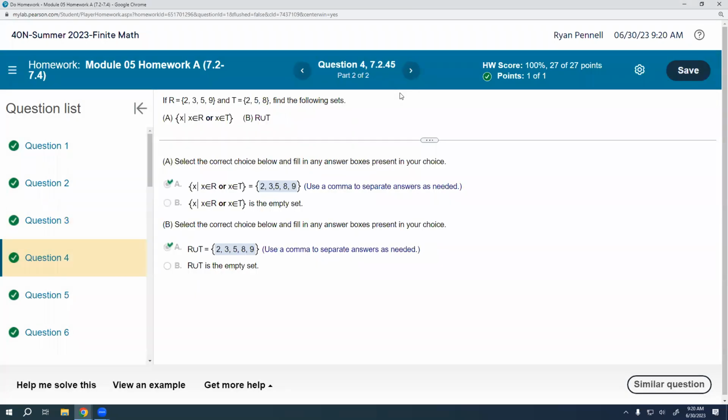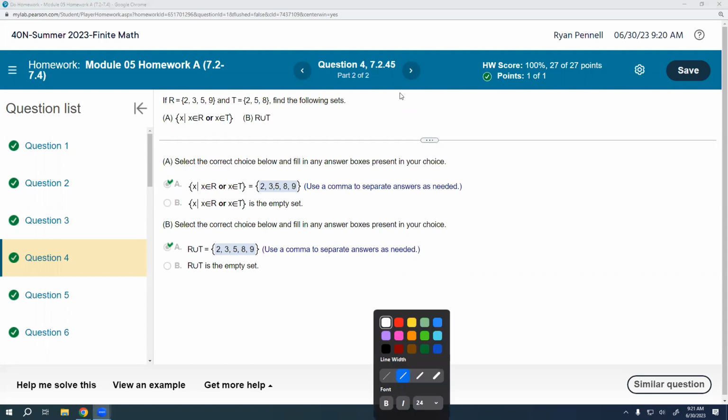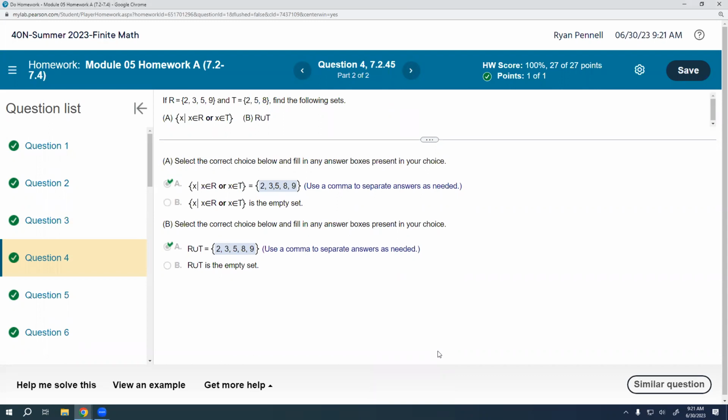Let's look at this. We have R is the set 2, 3, 5, 9, and T is 2, 5, 8. Find the following sets. Okay. So the first set they want us to find is set A, which is X such that X, and what does this symbol mean? This symbol means the word in. So X is in R. That's what that means.